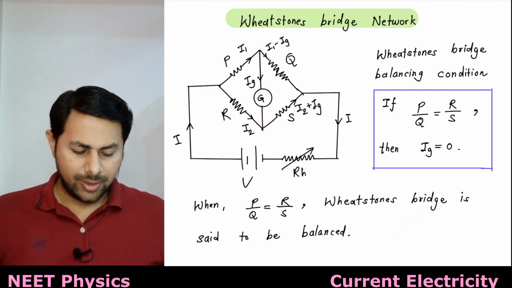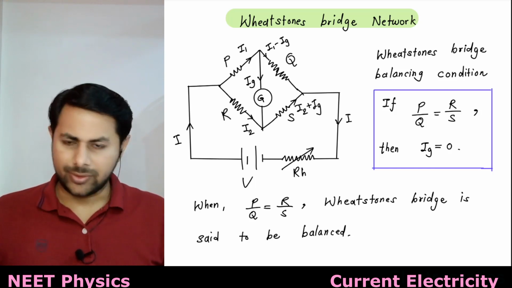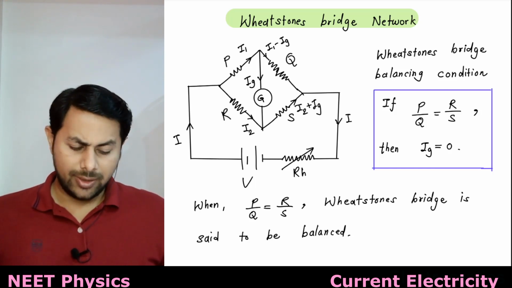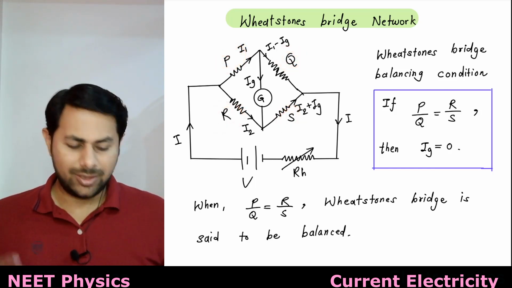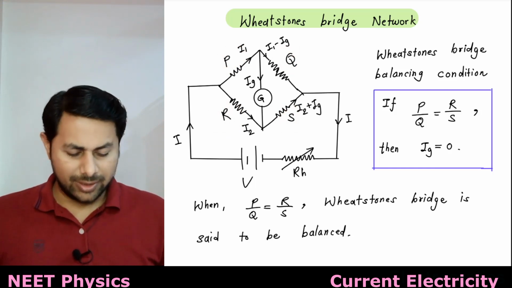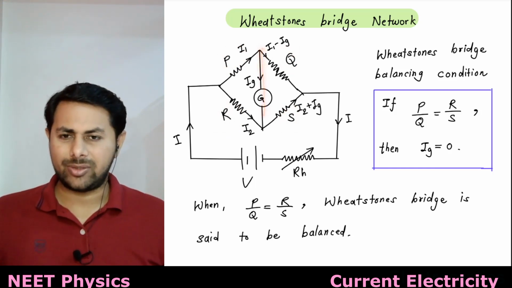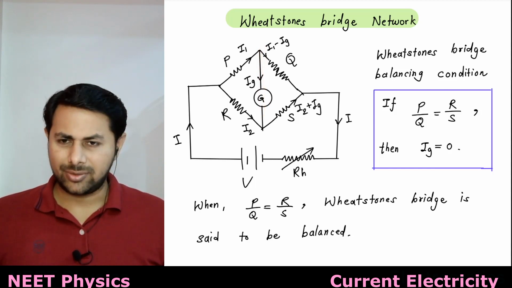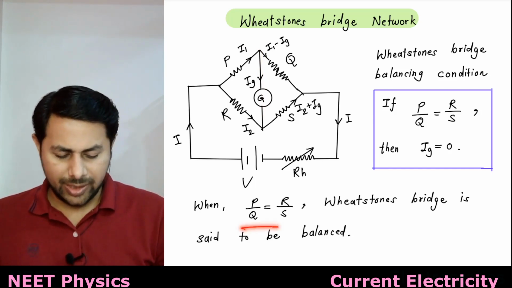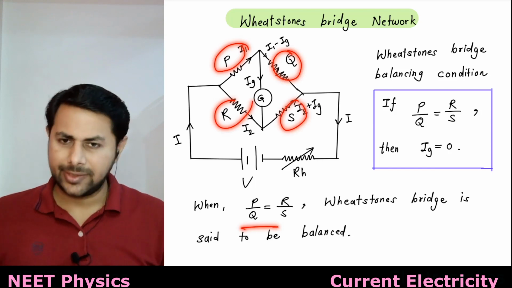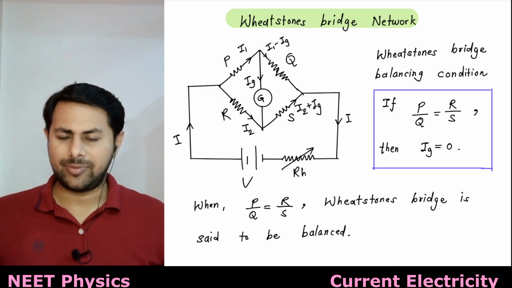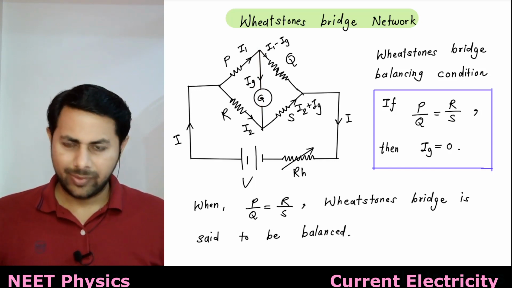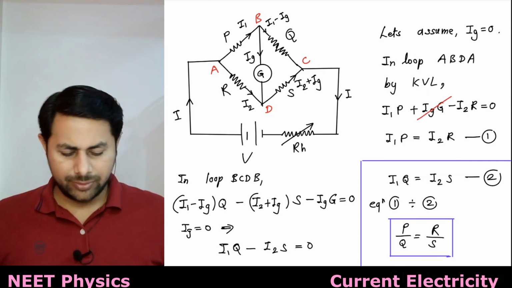Now what does Wheatstone say? He says that if P by Q is equal to R by S, then this is known as a balanced network, and in that case the current through this galvanometer would be equal to 0. When P divided by Q is equal to R divided by S, the current through the galvanometer would be equal to 0. We say that the bridge is balanced.